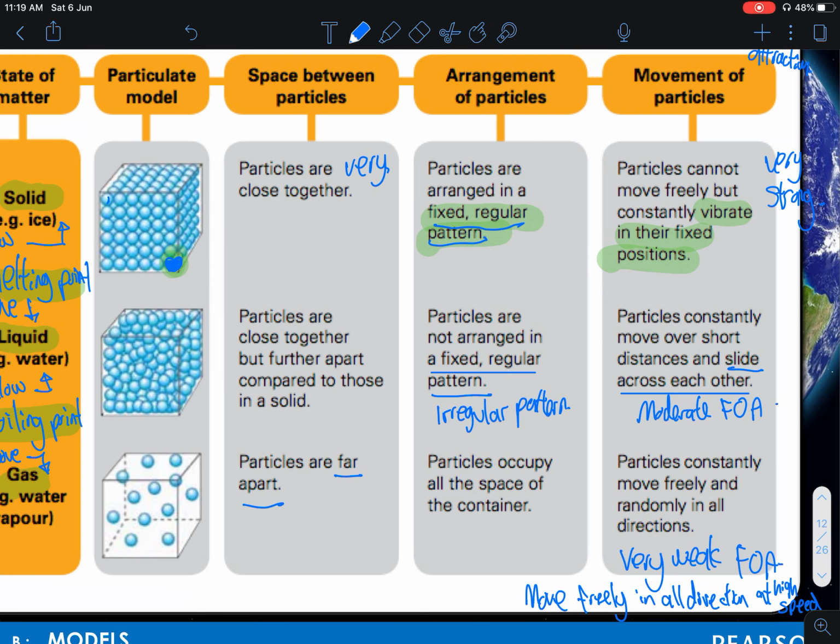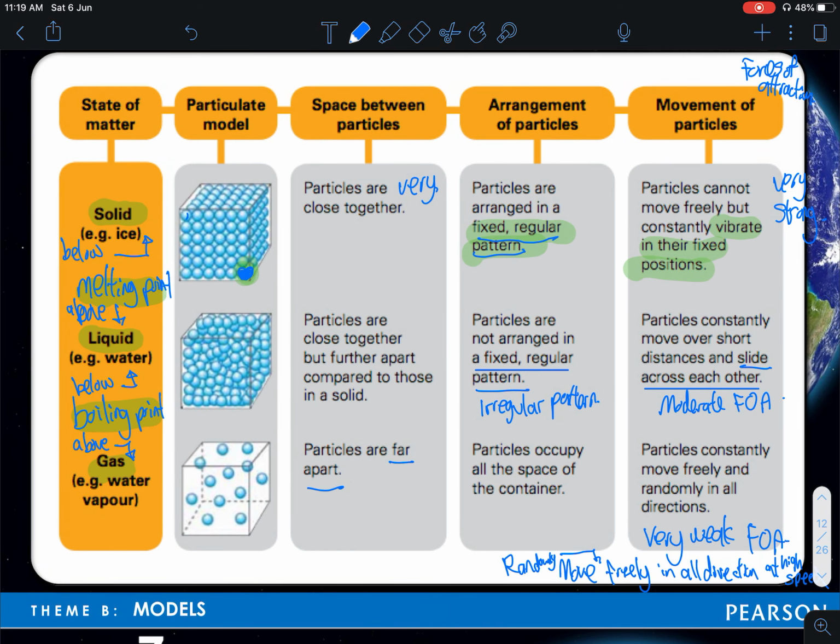And let's not forget random. Move randomly as well. Okay, move randomly, freely in all directions. So this will give you a general summary of the different states of matter and relating it to the particle theory of matter.